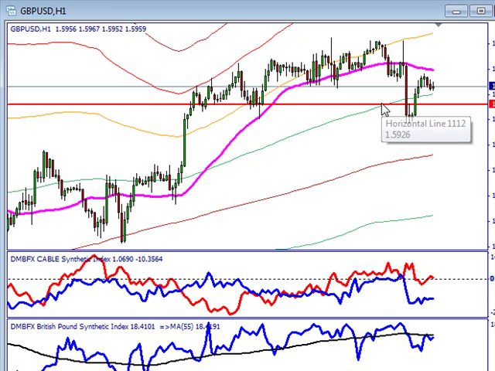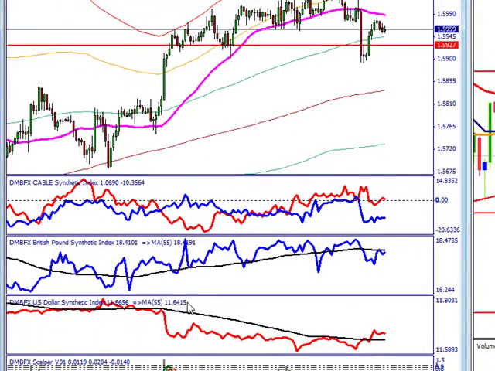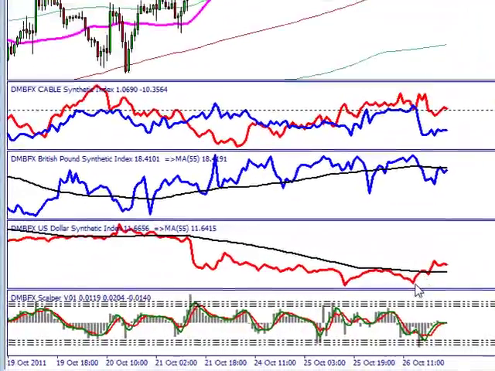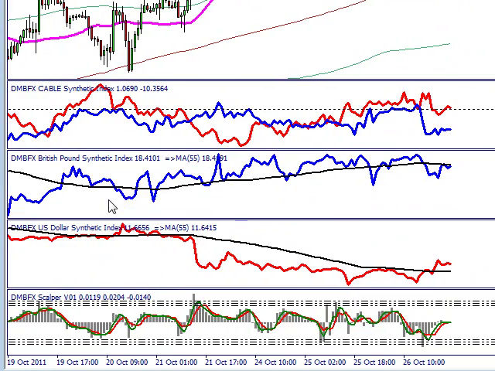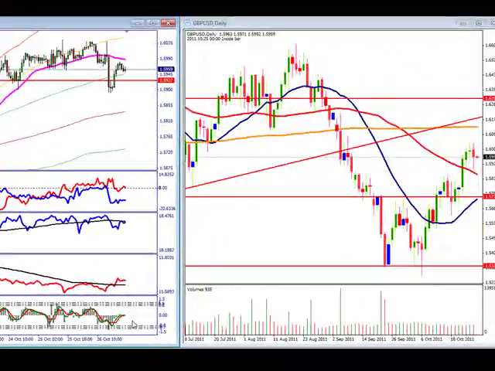We'll be interested in this 1.59. We've had this on here for a while. You can see how valid this is, how often it is tested. So if we do pull back, it'll be interesting to see if we bounce here. Dollar, again, trending lower with a little move up. And the pound, ever so slightly, is trending higher. Once again, we're in a neutral zone.